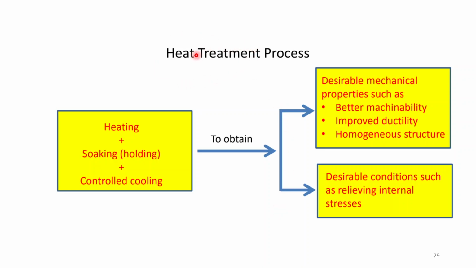So first is the heat treatment process. It can be defined as the heating of material, then soaking and holding at that particular temperature, followed by controlled cooling to alter the properties of the material, to obtain either desirable mechanical properties or desirable conditions such as relieving internal stresses. Mechanical properties can be better machinability, such as in normalizing where you get better machinability, improved ductility, and homogeneous structure.